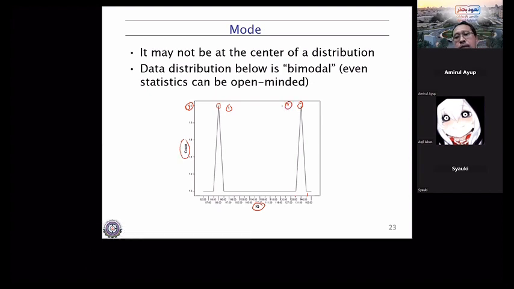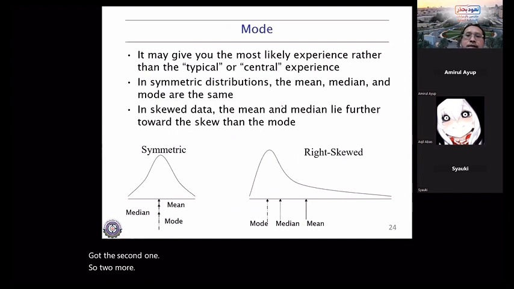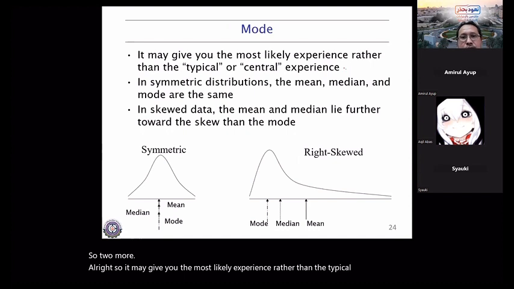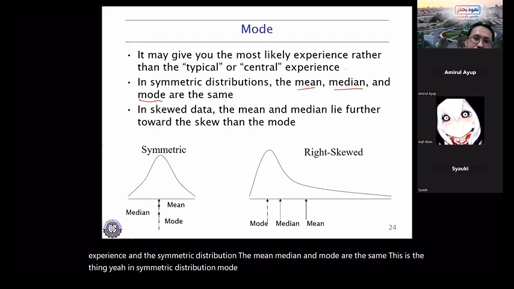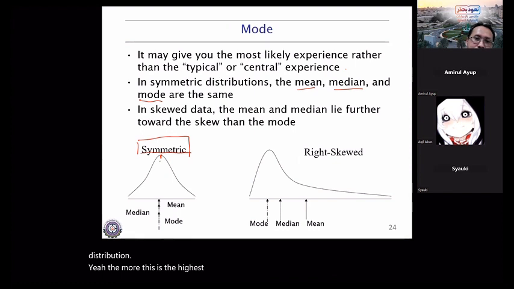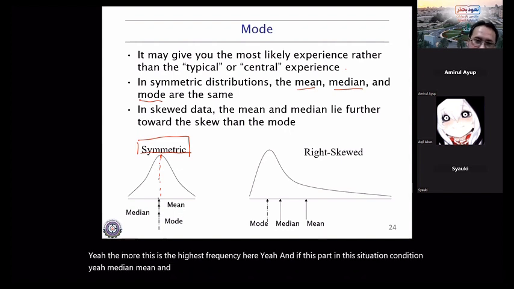So 2 modes. It may give you the most likely experience rather than the typical or central experience. In a symmetric distribution, the mean, median, and mode are the same. The mode is the highest frequency here, and in this condition the median, mean, and mode will be at the same value.